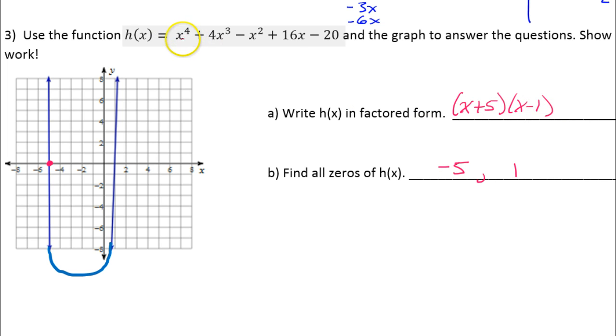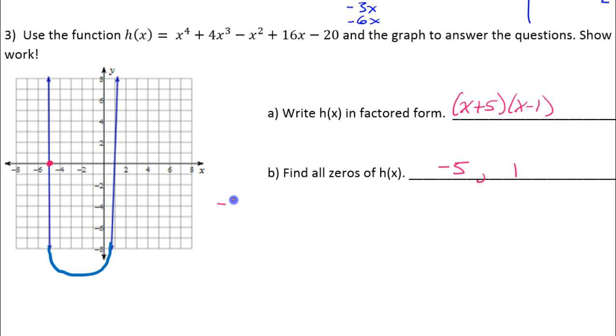Now, I see here that this is degree 4. That means there should be 4 zeros, so I need to find the other two zeros. There are no other x-intercepts, so that means the other two zeros must be imaginary. So watch out for that. Putting this into my calculator will not help me find any other zeros because they're imaginary. So what I need to do is go straight to my synthetic division. And because it's degree 4, I'm going to have to do synthetic division twice. So be ready for that.